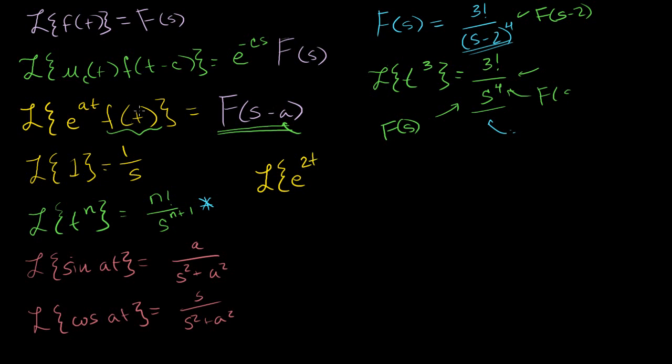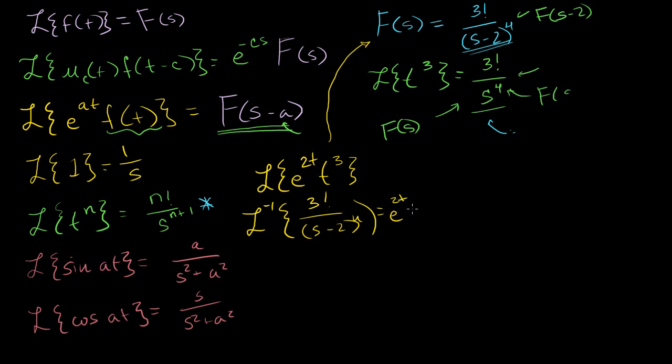If this was just an f of s, what would f of t be? Well, we figured that out as t to the third power. So the Laplace transform of this is equal to that. Or we could write that the inverse Laplace transform of 3 factorial over s minus 2 to the fourth is equal to e to the 2t times t to the third.